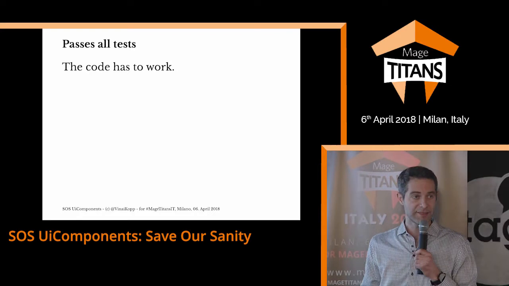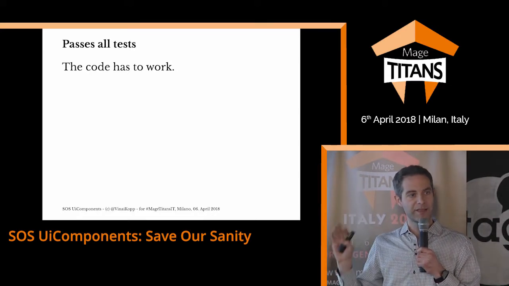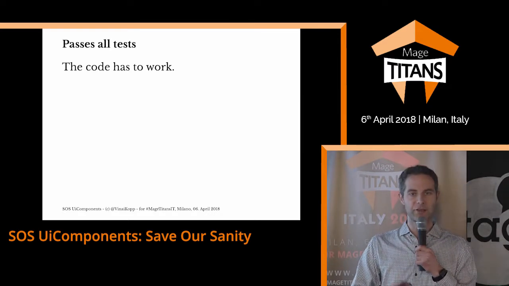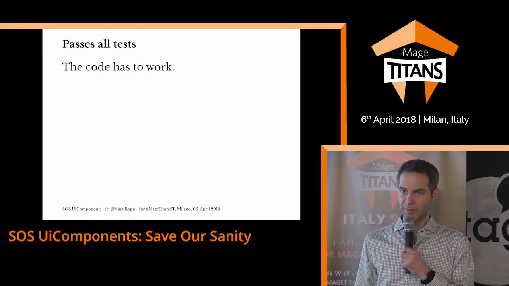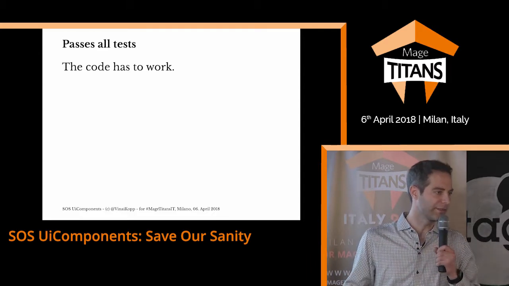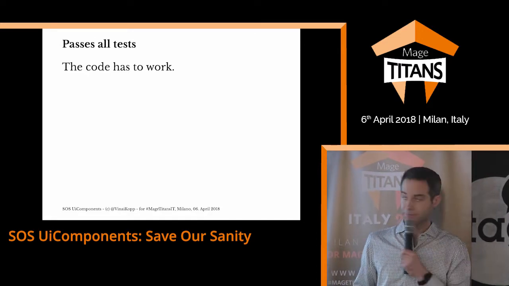So passes all tests means the code has to work. And please note that it doesn't say we have to have automated tests or manual tests. All it says is we built something for a purpose, and that purpose should be fulfilled. And that's a given, of course. That's the highest priority. If that isn't fulfilled, nothing else matters.